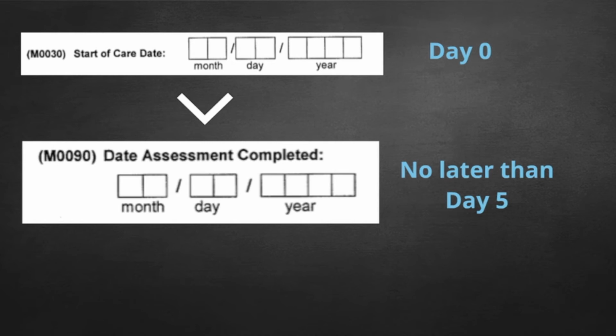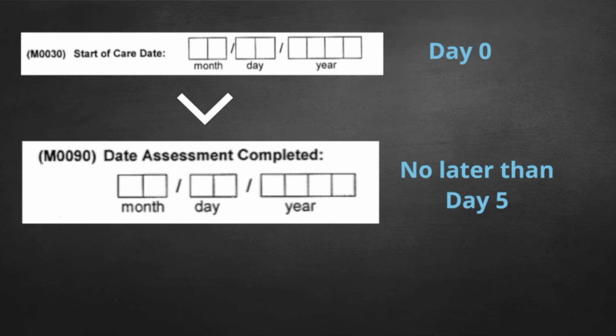This M0090 date is no longer than 5 days away, by looking on a calendar and counting the M0030 date as day 0. All clinical advisors on the OASIS team should give their opinions by the M0090 date. This includes information from OASIS team members who cannot sign the assessment, but have important information for your consideration.